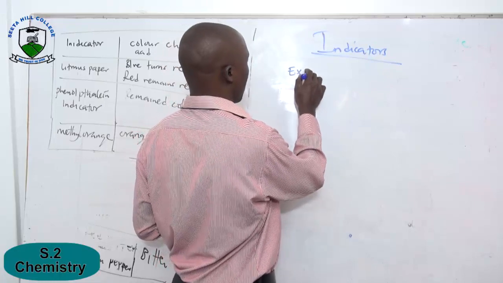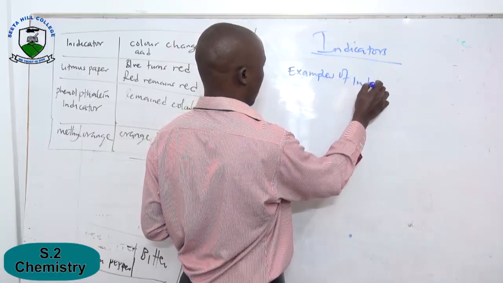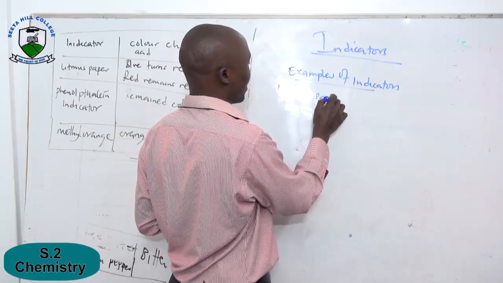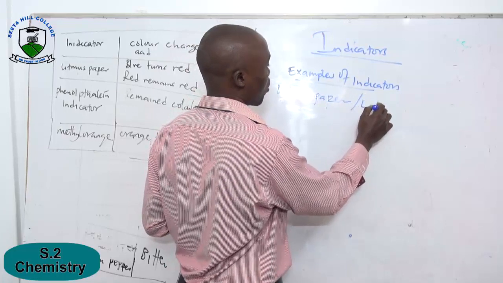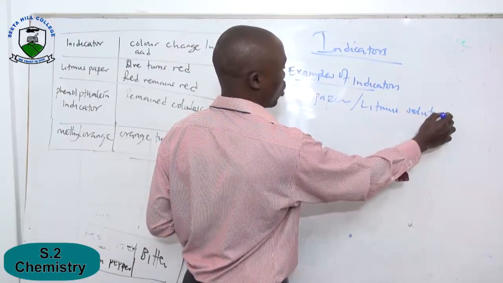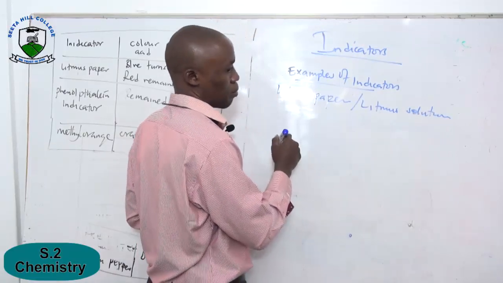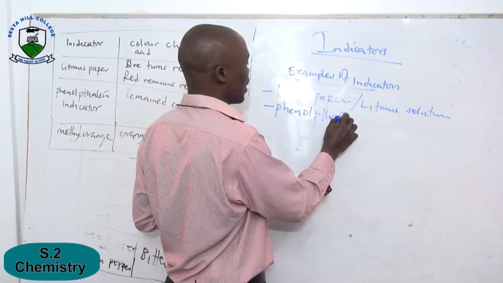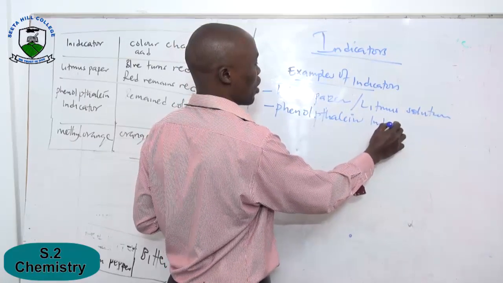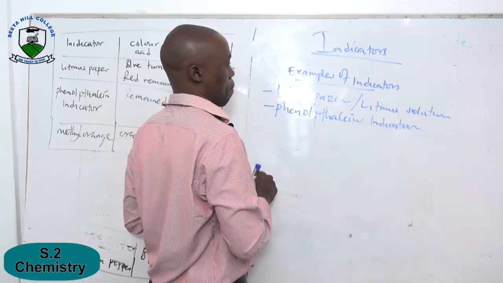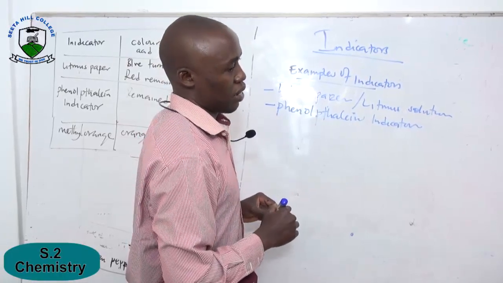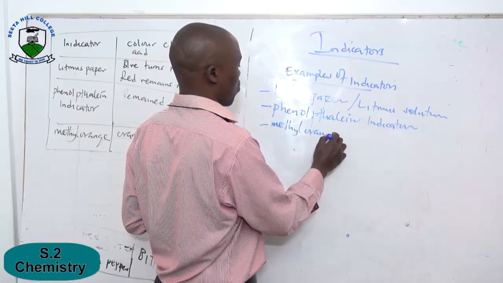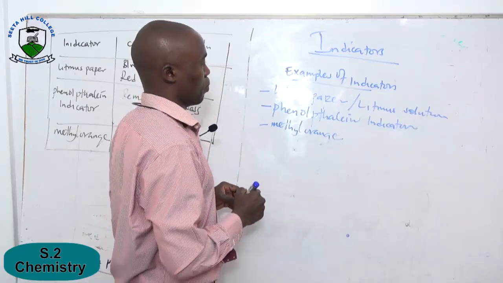Now, we said examples of indicators. What did we list? Litmus paper. Now, this litmus paper can also be in a solution form. Sometimes they can make it as a solution. Blue litmus solution. It means you can have litmus solution or litmus paper. Now, we have phenolphthalein, not so? What is the color of phenolphthalein when we have prepared it for you there? It is colorless. Phenolphthalein is colorless. Methyl orange. Methyl orange is orange.